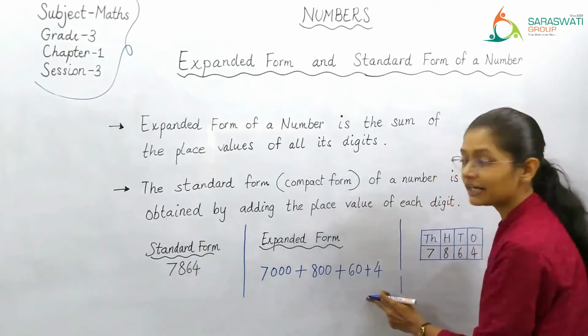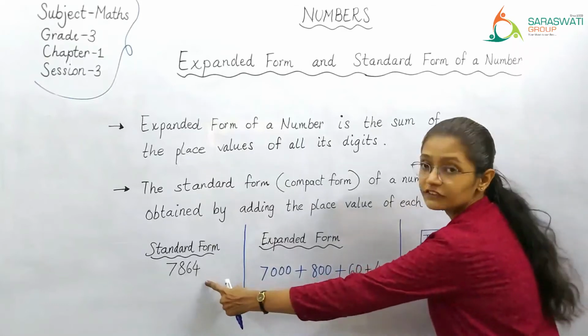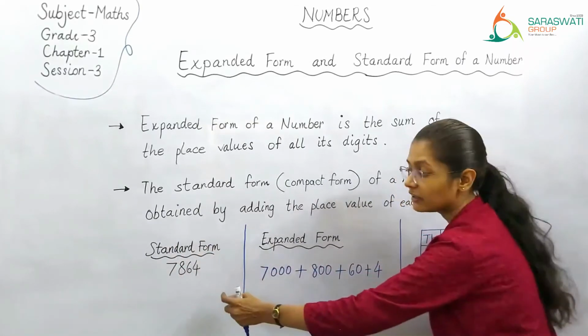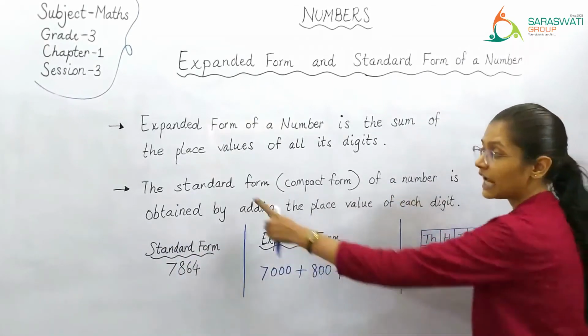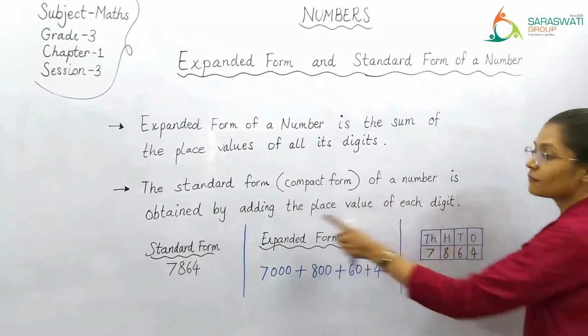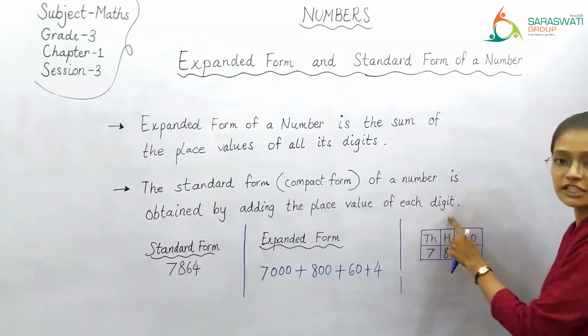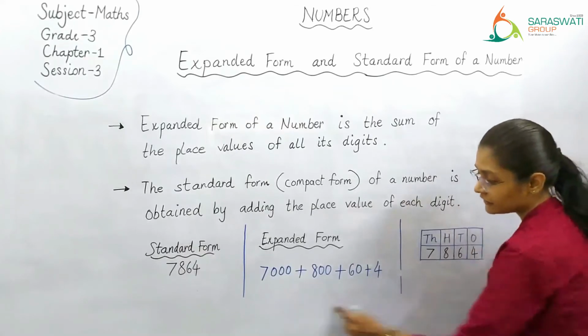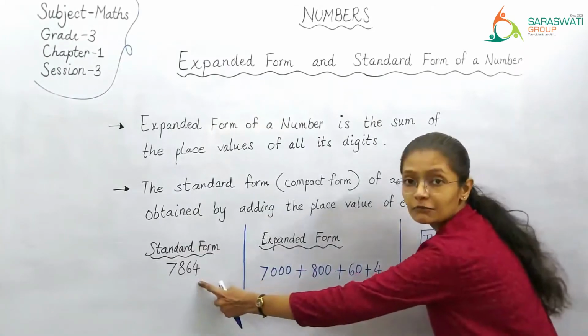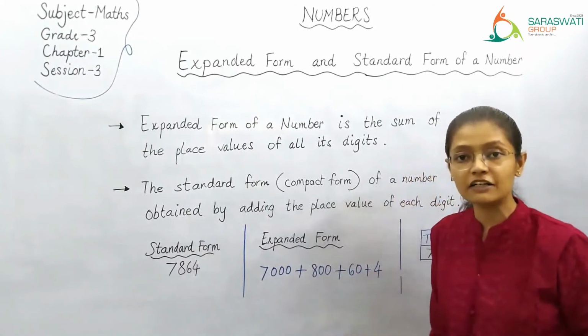So this is the expanded form for this number, which is written over here in the standard form, the general form. So the standard form, the compact form of a number is obtained by adding the place value of each digit. So the result of this addition operation is this number, that is the number in the standard form.